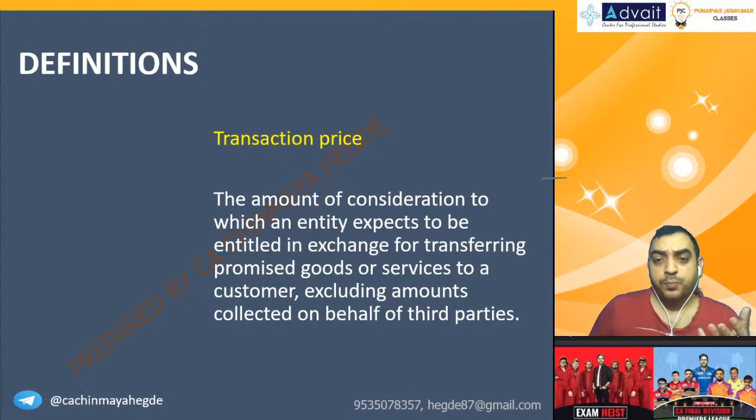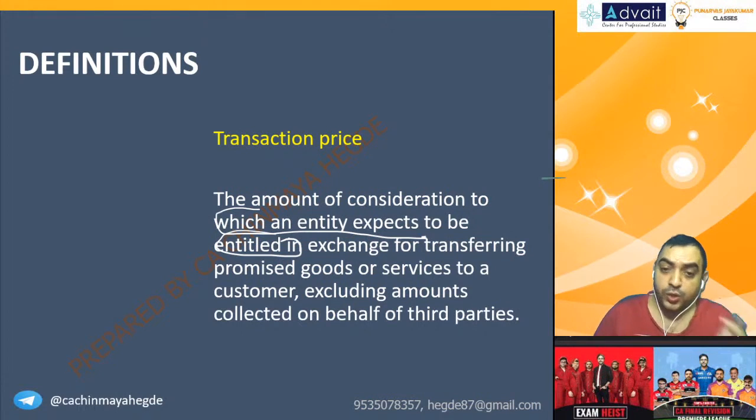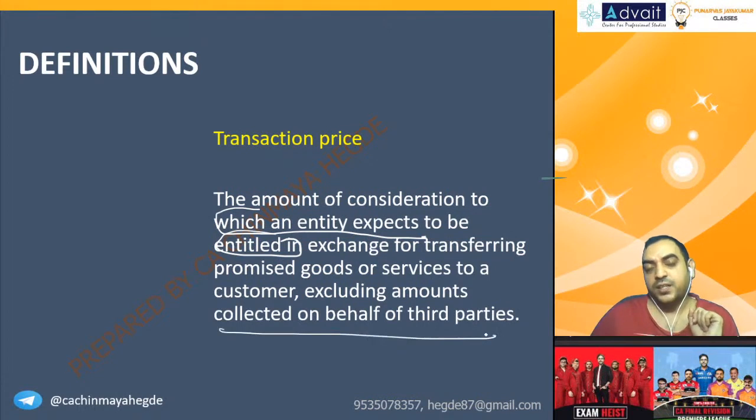Step 3, transaction price. Transaction price means what the customer should pay to the company, the entity, to the seller. So it is the amount of consideration which an entity expects to be entitled to in exchange for transferring promised goods, excluding amounts collected on behalf of third parties. Excluding amounts collected on behalf of third parties means the middleman point of view.